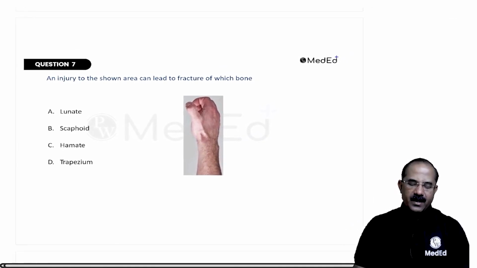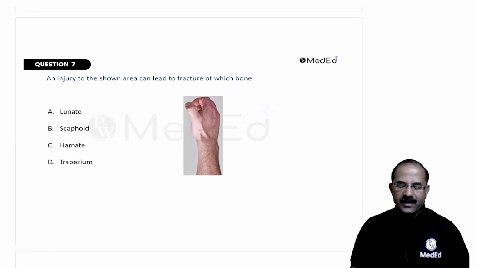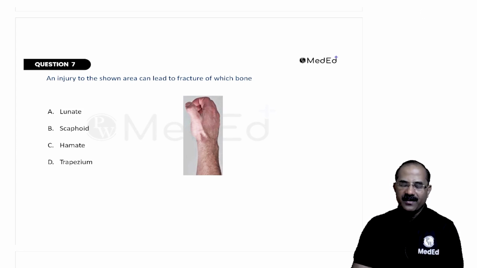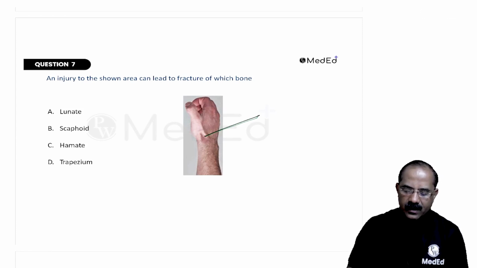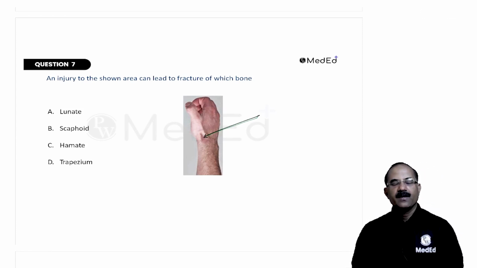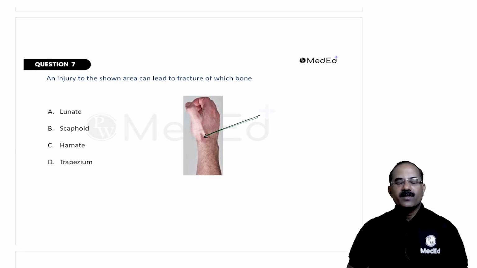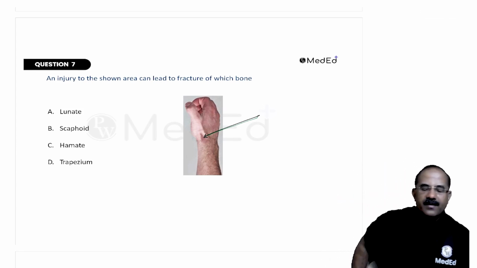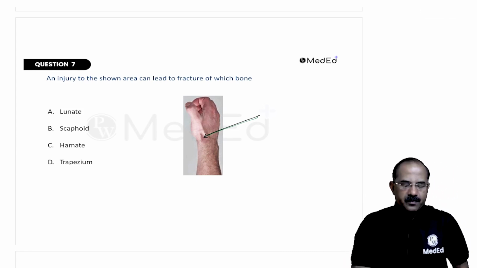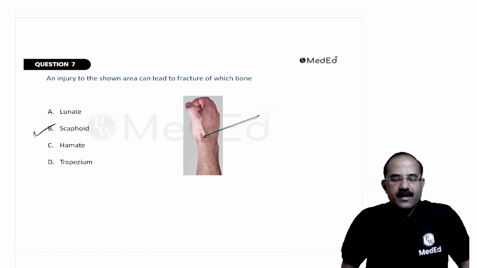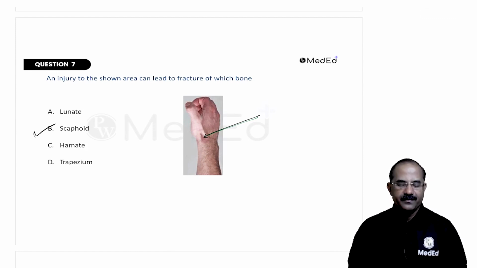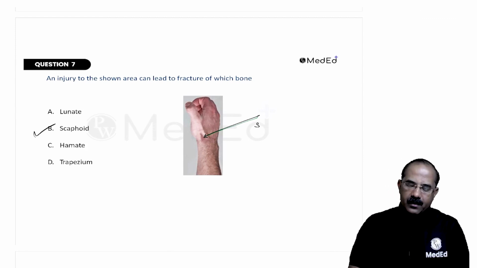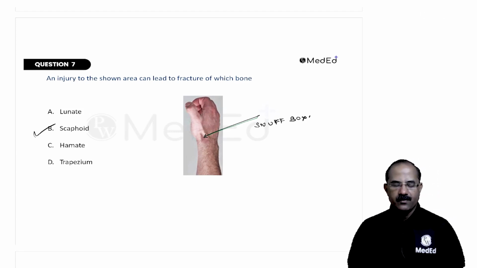Answer this. An injury to the shown area can lead to fracture of which bone? So what is this structure which is shown here? Answer this first. What is this area which is pointed here? Answer this, children. Answer is B, scaphoid. Yes. What is this area, my dear children? This is the anatomical snuff box.